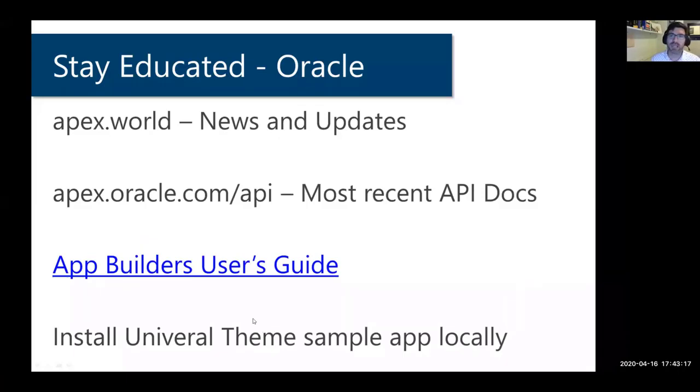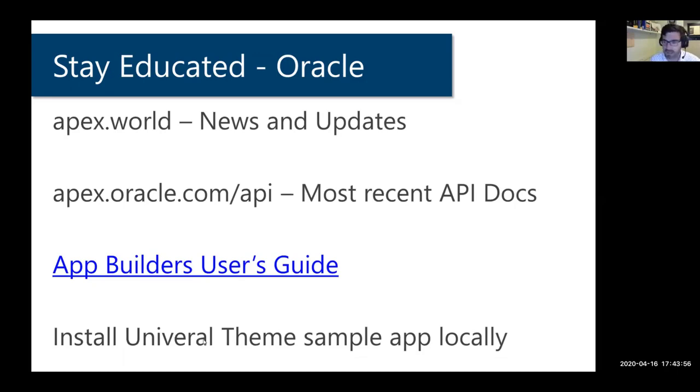Another thing you could do to stay educated on the current happenings in Apex, and the current version of Apex that you're using, is to install the Universal Theme sample application locally. Yes, you can go to apex.oracle.com/UT, and that takes you to the online version of the Universal Theme sample app. But it might be a version that's more recent than what you're using. The other thing I like about installing the Universal Theme sample app locally is that you can inspect it and see what's going on.